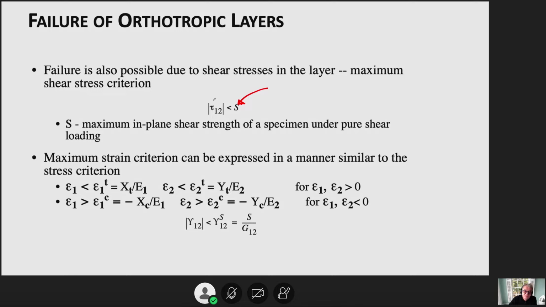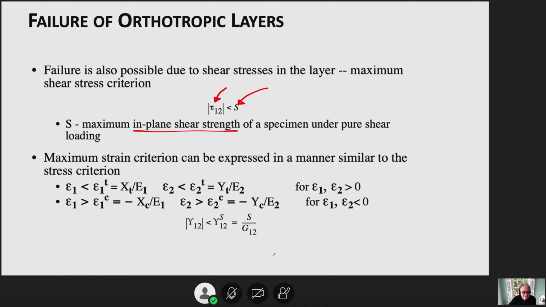And then as long as you compute the shear stress in the principal material direction and compare it with the shear strength S, this is the in-plane shear strength of a fibrous material, then you're okay. Then you do the same thing that we did in the isotropic materials. You compare stresses with the strength in material directions.